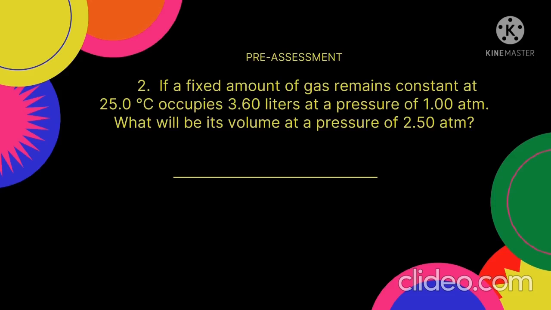Number 2. If a fixed amount of gas remains constant at 25.0 degrees Celsius, occupies 3.60 liters at a pressure of 1.00 atmosphere, what will be its volume at a pressure of 2.50 atmospheres?